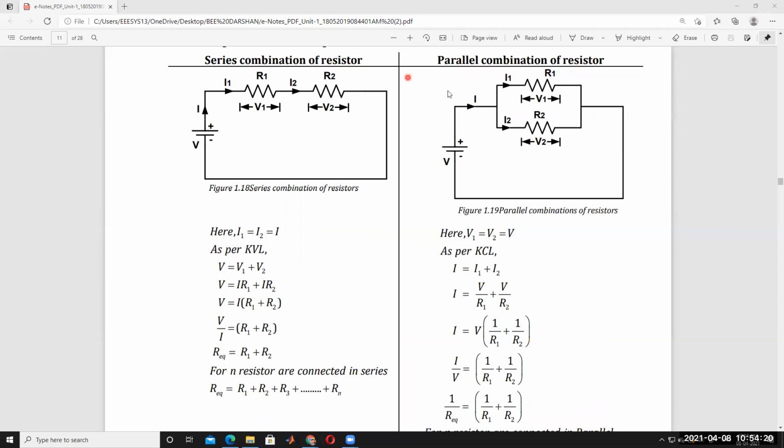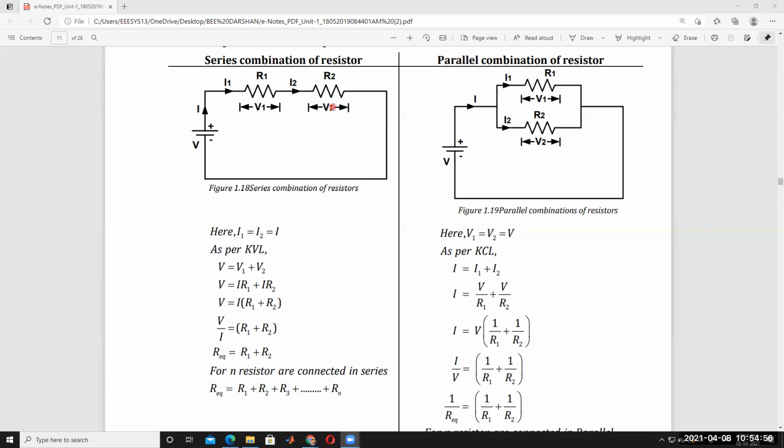This is called a series combination of resistors and this is called a parallel combination of resistors. The source current is called I, and the source voltage is called V. Resistors R1 and R2 are connected in series. The voltage drop across resistor R1 is called V1, and the voltage drop across resistor R2 is called V2.